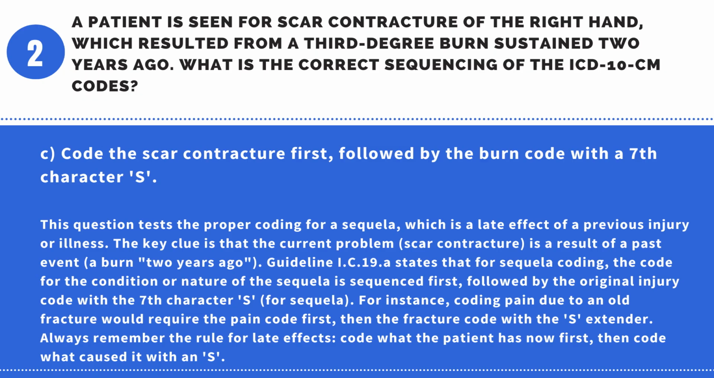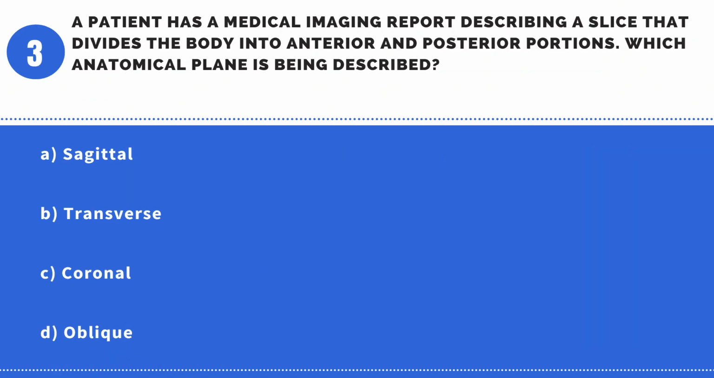For instance, coding pain due to an old fracture would require the pain code first, then the fracture code with the S extender. Always remember the rule for late effects: code what the patient has now first, then code what caused it with an S. Question 3. A patient has a medical imaging report describing a slice that divides the body into anterior and posterior portions. Which anatomical plane is being described?